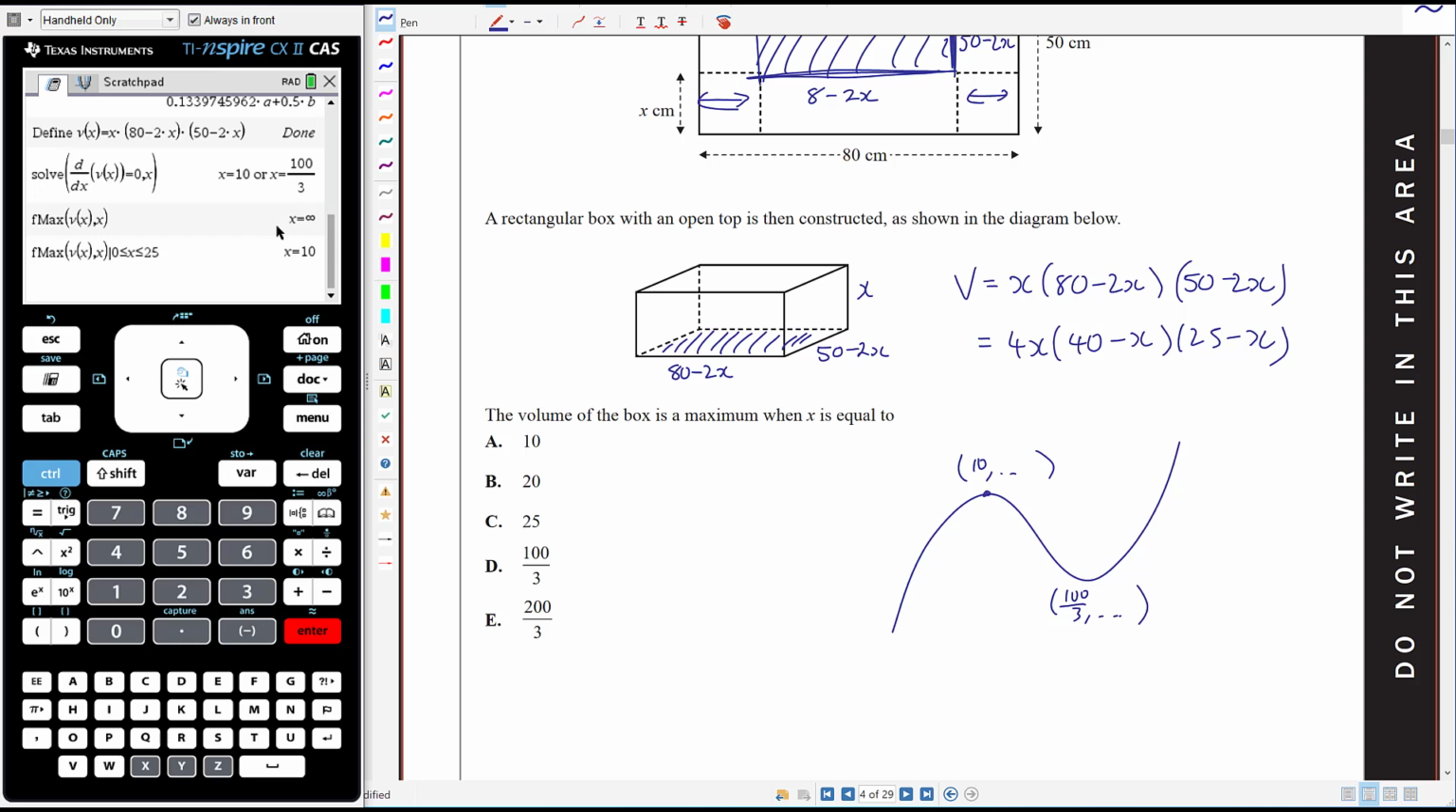Happens when x equals 10. Okay, so it doesn't ask you for the function max. Just to be clear, I bet the maximum value of the function is an option. Oh no, they haven't tempted you with that one. So the volume of the box is a maximum when x is equal to 10, so A.